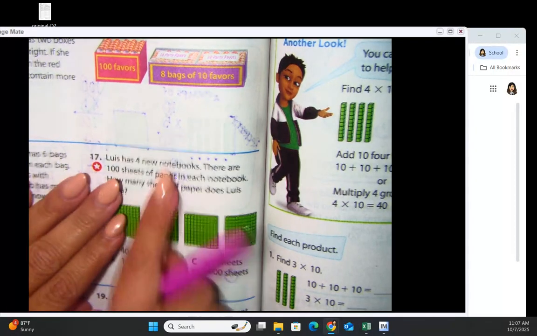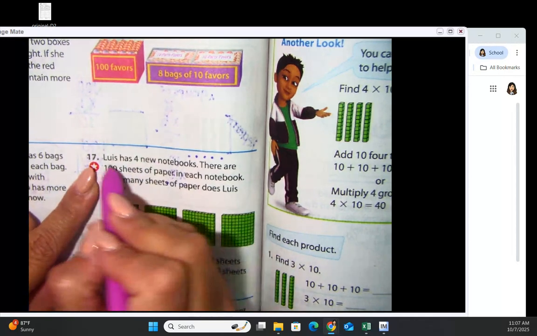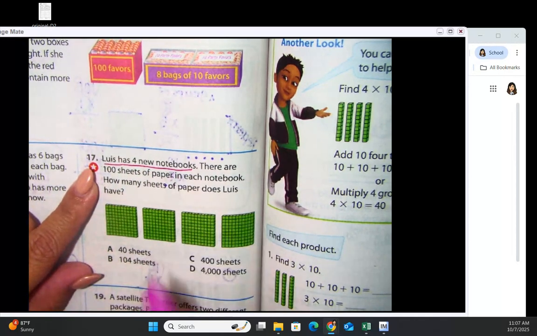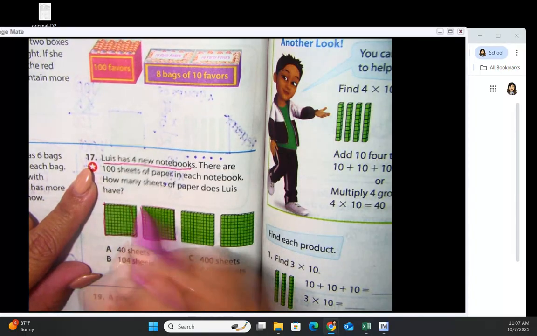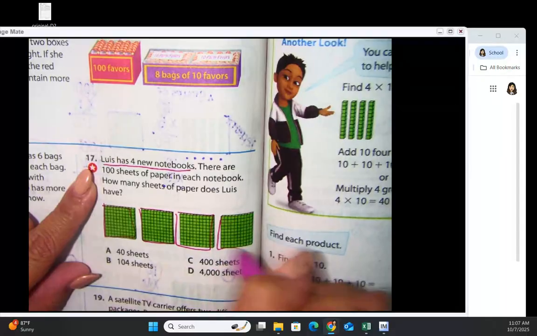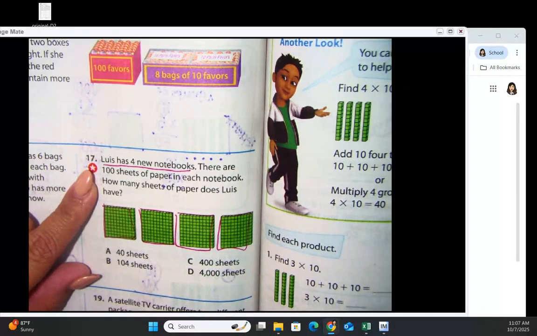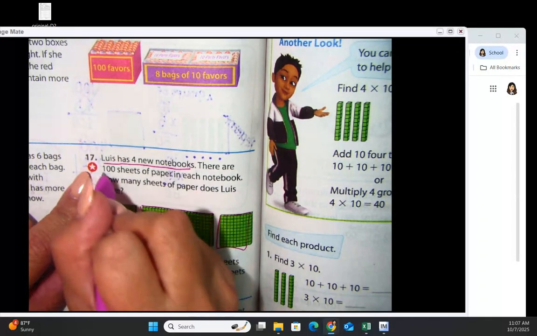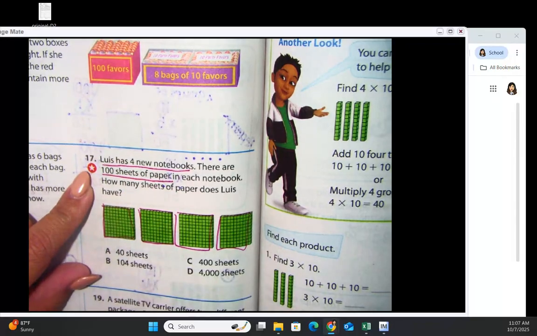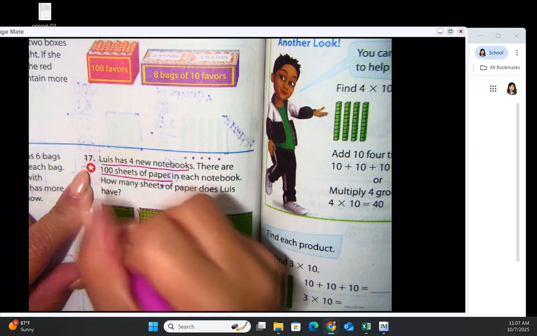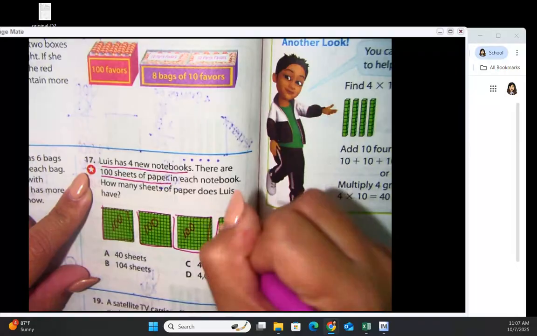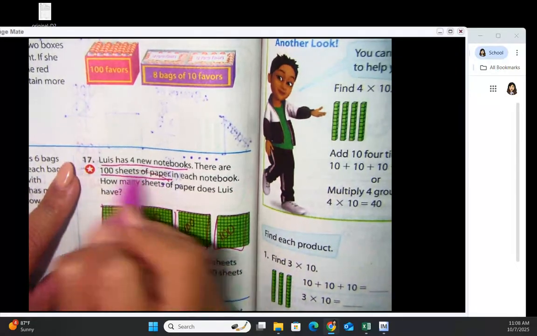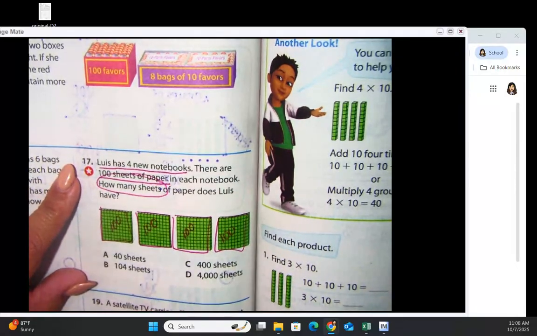Okay, so let's break down the information. Louis has 4 new notebooks. So I can draw 1, 2, 3, 4. What a coincidence. They already did it for us. There are 100 sheets in each notebook. So 100, 100, 100, 100. How many sheets of paper does he have?